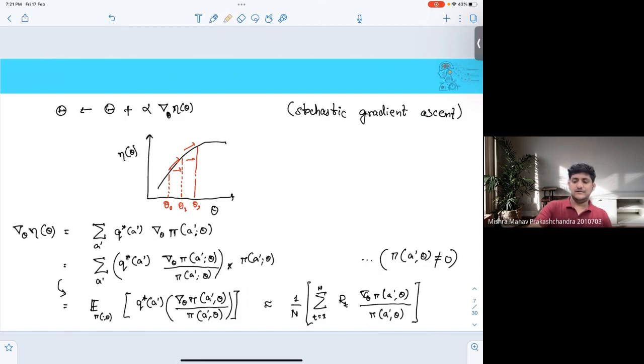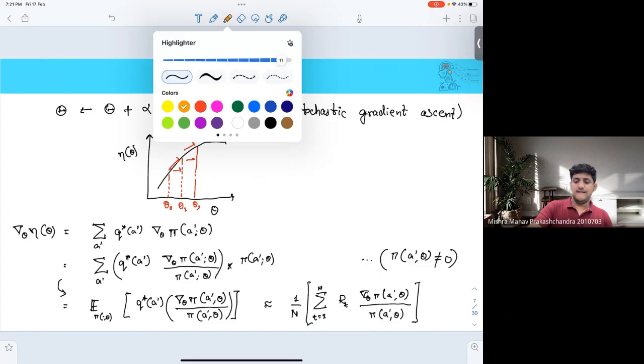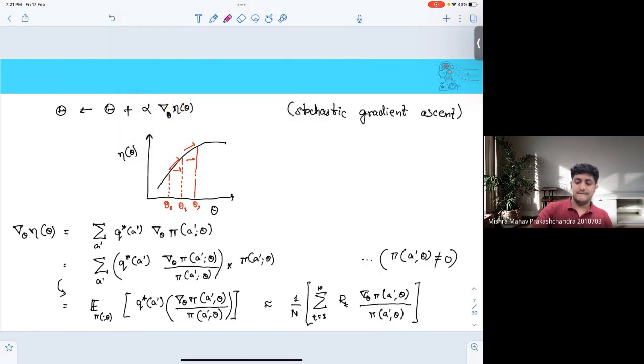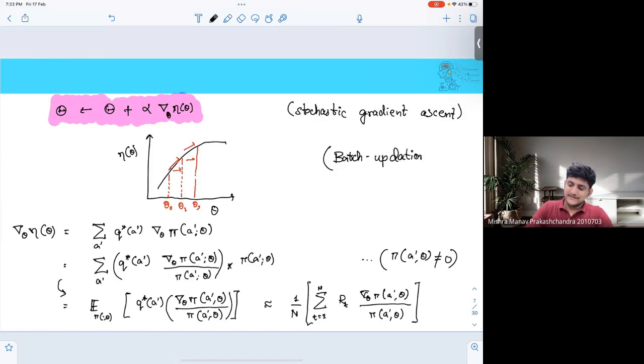So once I have this, I can plug it over here, over this equation. Okay, I should color this. So I plug it in this equation and then I can compute the theta update. Okay. But notice the caveat over here. This operation can only be done in batches. Okay. So this is a major, major caveat.